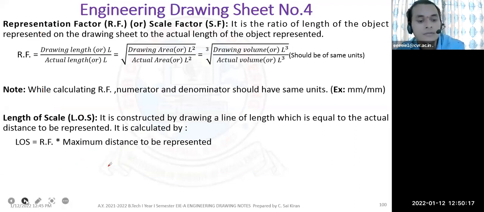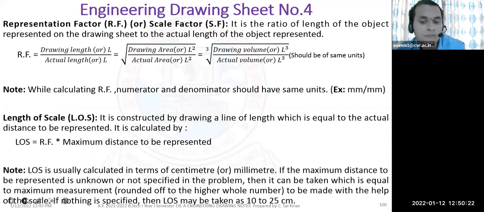Before solving the problem, you have to know what the RF value is and what the length of scale is, and calculate them. Note, LOS is usually calculated in terms of centimeters or millimeters. So don't take other units, only take centimeters or millimeters, preferably centimeters. In scale problems, you will be taking the LOS value in centimeters. In some problems, they don't give the maximum distance. Then assume a rounded-off value. You can round off to the next higher whole number.